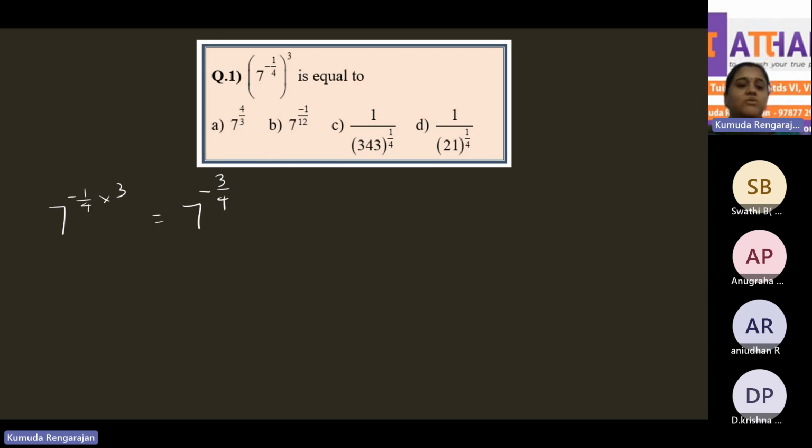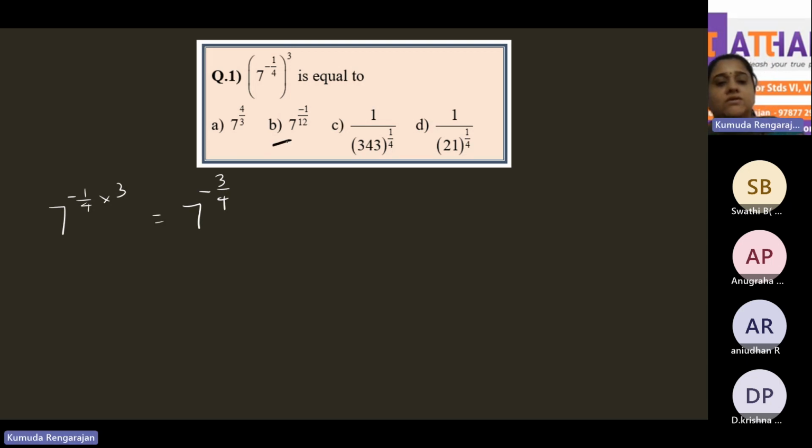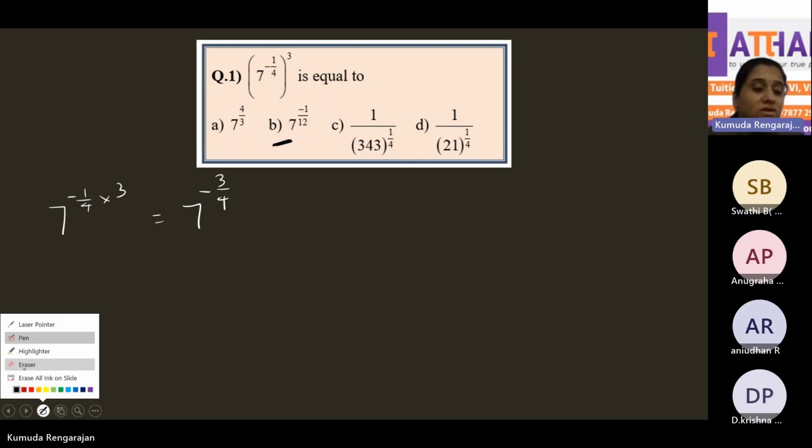Okay, but how is it now? Somebody said this one. How 7 to the power minus 1/12? That's why that option is given. That's incorrect, but keeping children's mentality in mind, only the options are given. It's wrong. How do you multiply? We multiply the powers. Multiply the numerator and the numerator. Minus 1 into 3, minus 3/4. No, B is not the correct option.